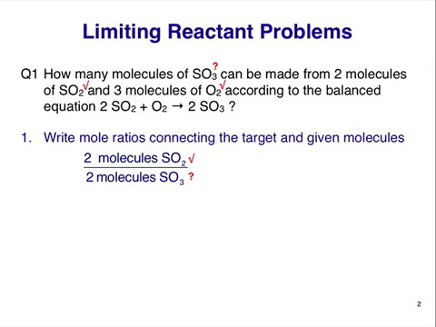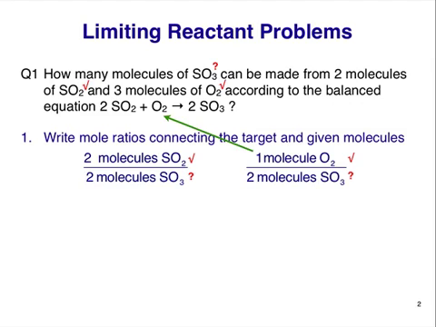Again, we have 2 givens, so we can construct 2 mole ratios. Here's the second one. It contains a given and an unknown. The 1 comes from the invisible coefficient before the O2, and the 2 from the coefficient in front of the SO3. Remember, we don't yet know whether these are the correct mole ratios. We may end up using their upside down versions.